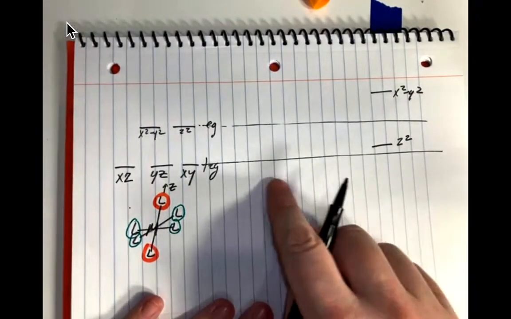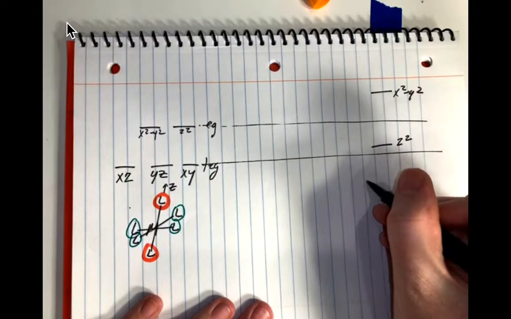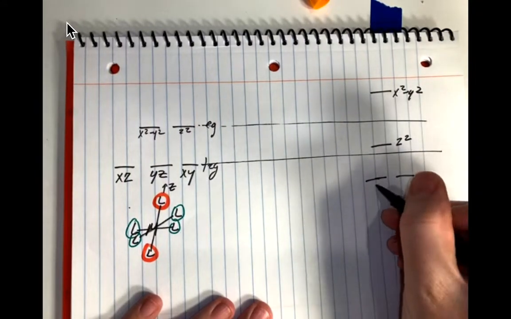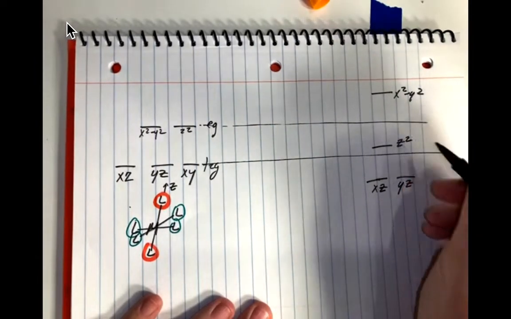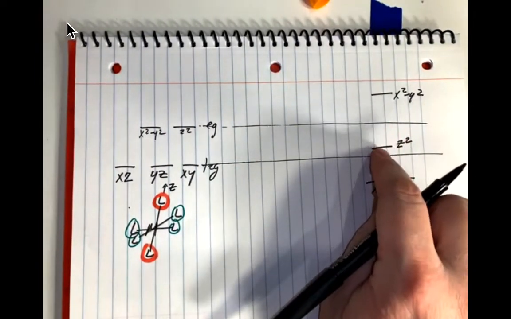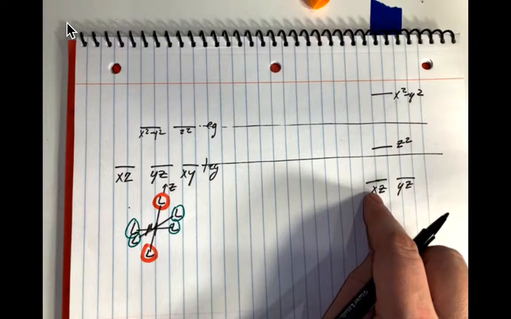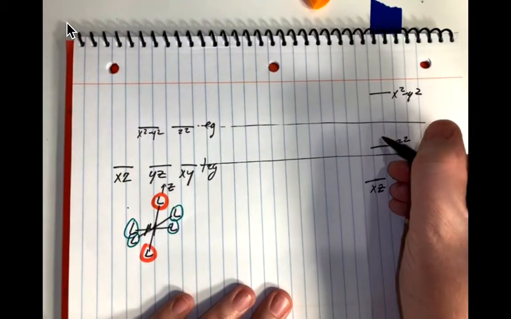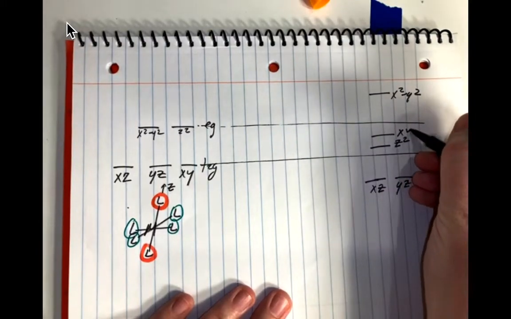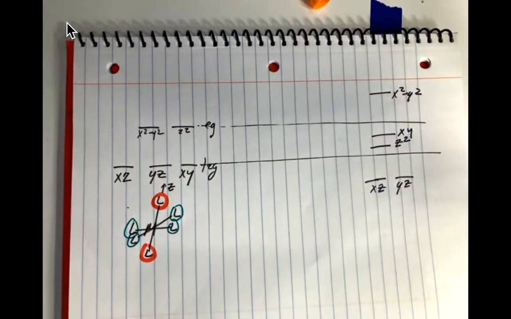And then also xz and yz go down in energy. Not as much as z squared, but they go down quite a bit. And this xy goes up quite a bit. Okay, and so we're left with levels that look like this.